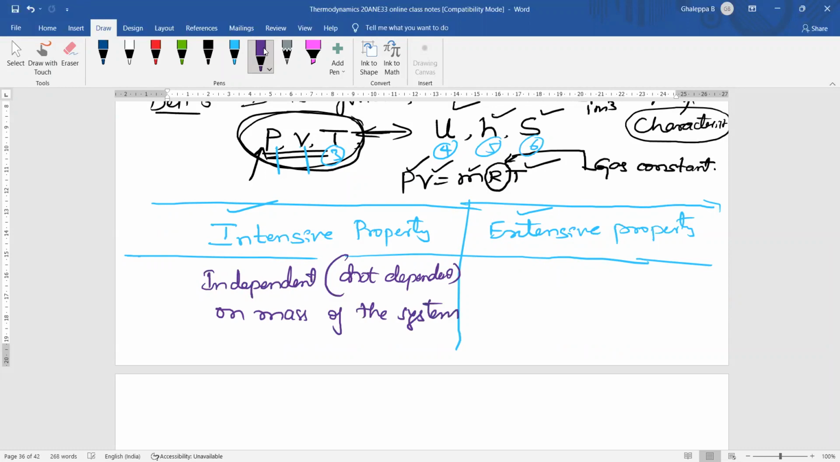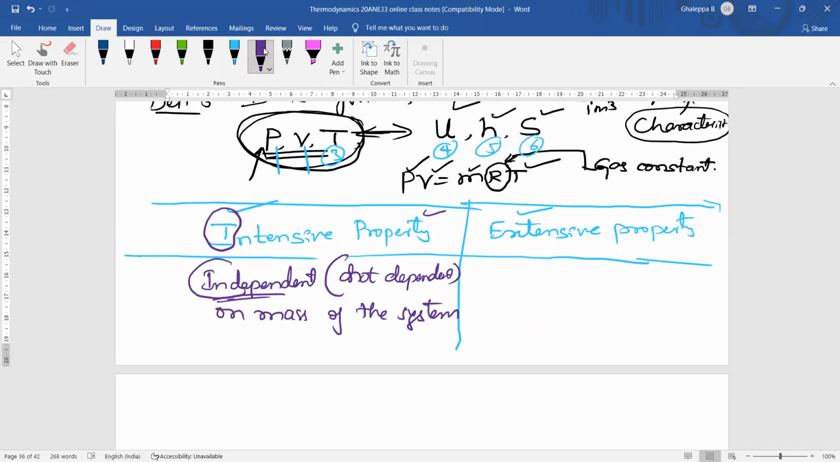I will give some examples, do not worry. So any property which is independent of the mass of the system, that property is called an intensive property. I will give you a hint on how to remember: IN, independent. So I stands for independent. Just remember it like this, because 70% of the students in the exam will get confused.